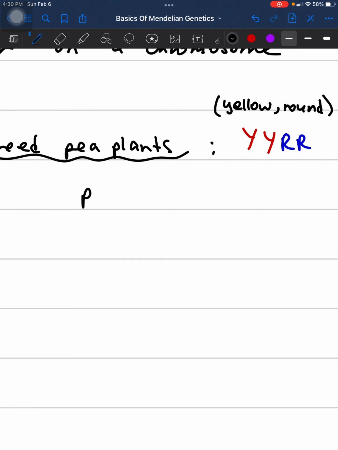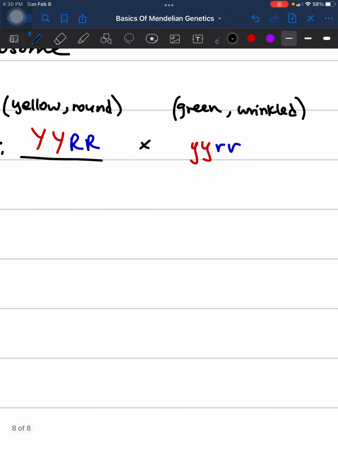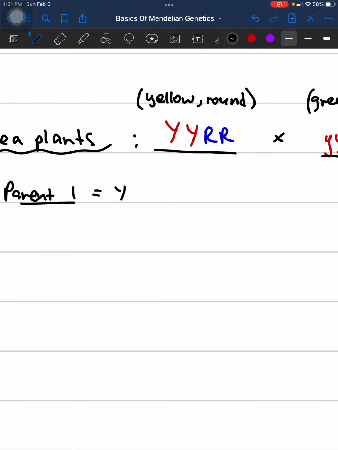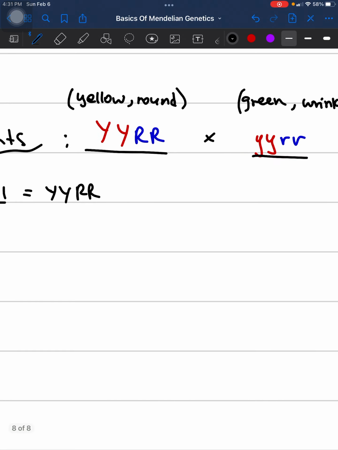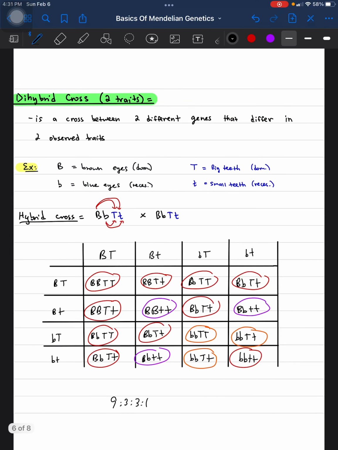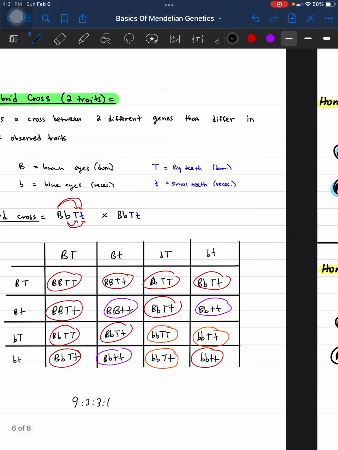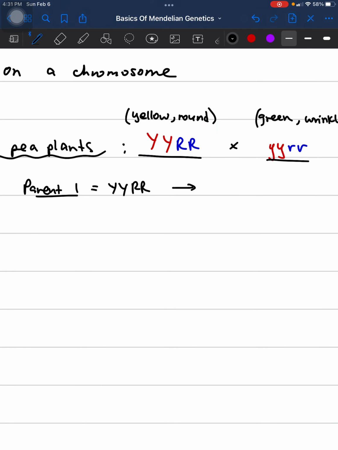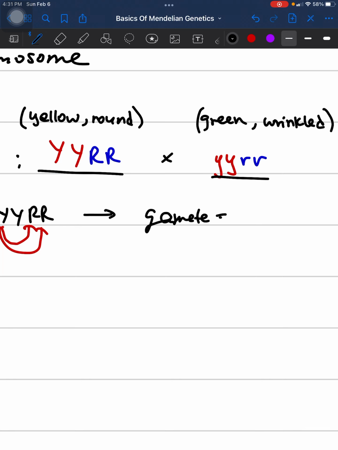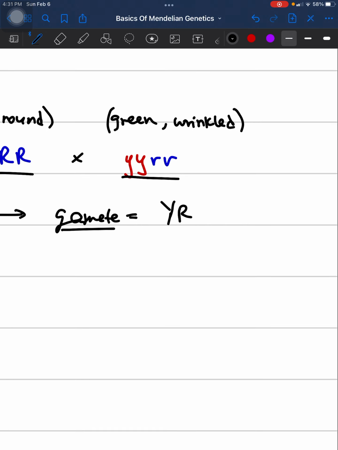So let's say this is parent 1, this is parent 2. Parent 1 has a genotype of capital Y, capital R, capital R. And since these are two different genes, involving two different traits, first we want to determine what the gametes of each parent are, right? Just like how we did it in dihybrid crosses, where we distributed one allele to each of the other alleles. We do the same thing here for each parent. In this first parent, we're distributing this Y to this R, this Y to this R, but they're all gonna end up with the same gamete. So we can just write the first gamete we get is going to be capital Y, capital R, right?